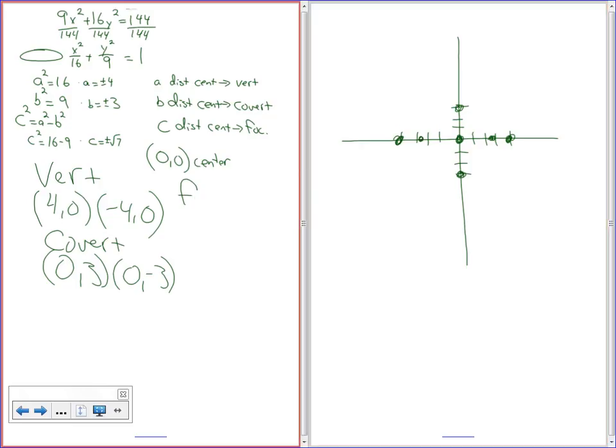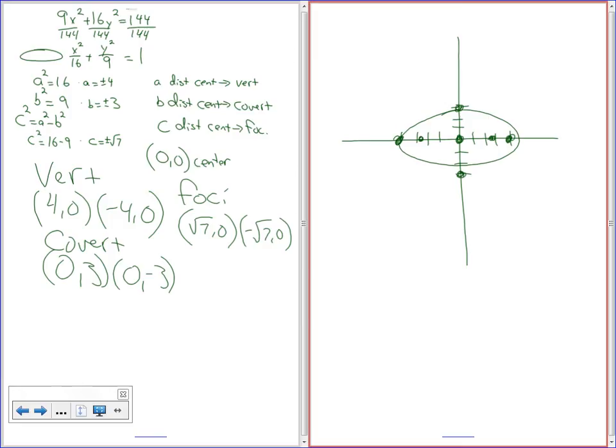So then you have focus. It's on the horizontal, so it's root 7 comma 0, negative root 7 comma 0. And just draw your circle, or ellipse, excuse me. Beautiful.